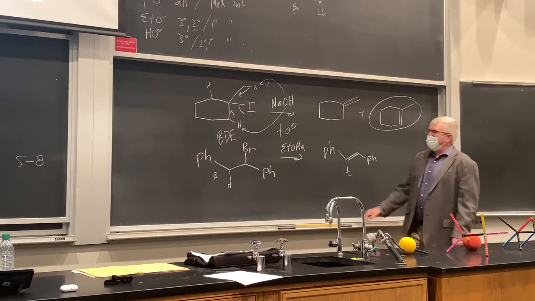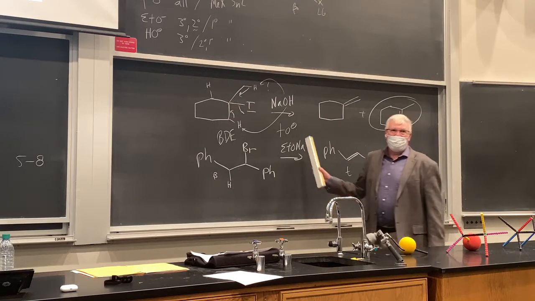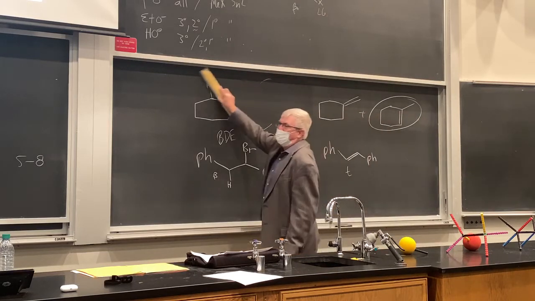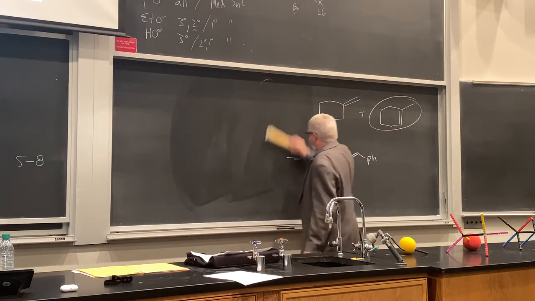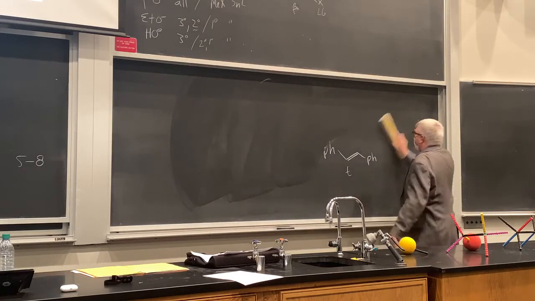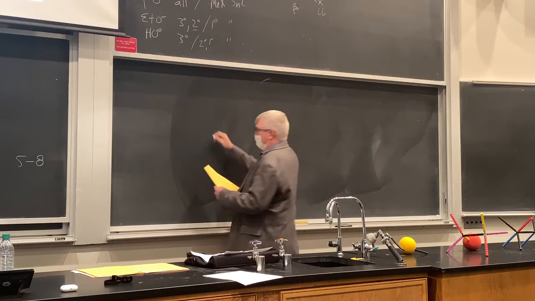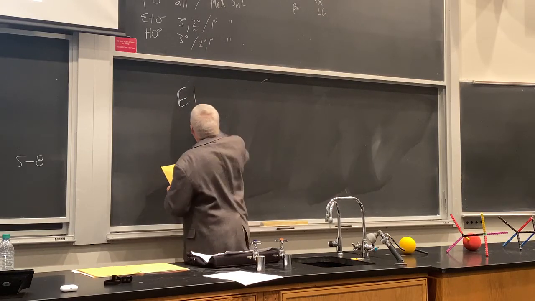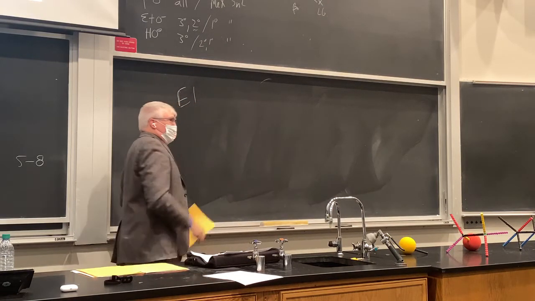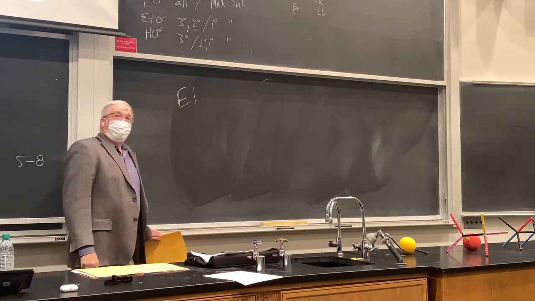E1 is not an important reaction because it's not preparatively useful. It's often just a nuisance. It's often just a minor product for SN1 type reactions. So what do we mean by E1? Elimination, unimolecular. It's a stepwise process that goes through the carbocation, just like SN1, right?